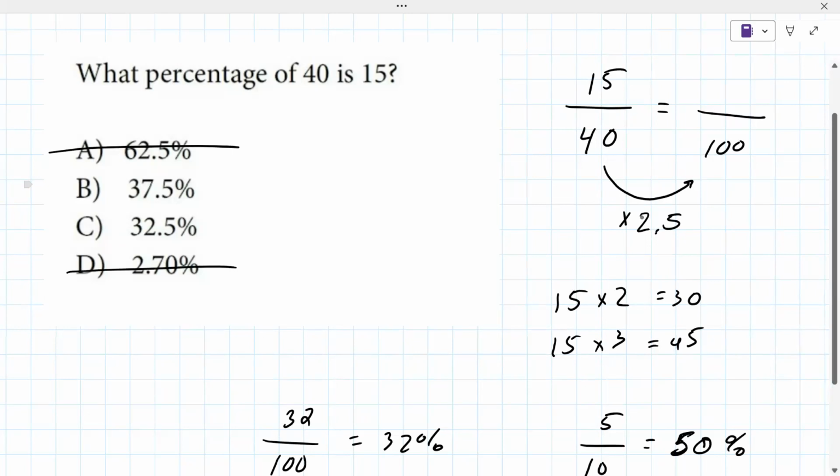Yeah, the B and C. Okay. So which do you think it is? Do you think it's closer to 30, closer to 45, right in the middle? What do you think? What does your intuition tell you? I'm thinking it's closer to 45. Okay, so is it B or C? B. It is B. Okay.